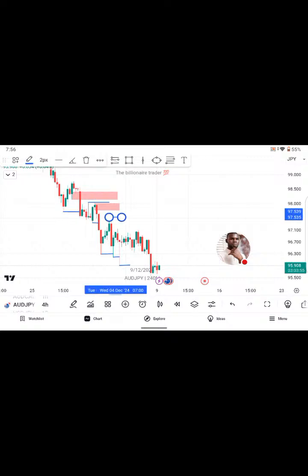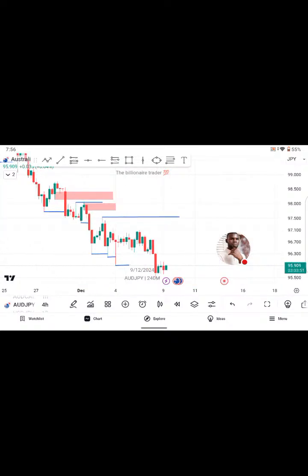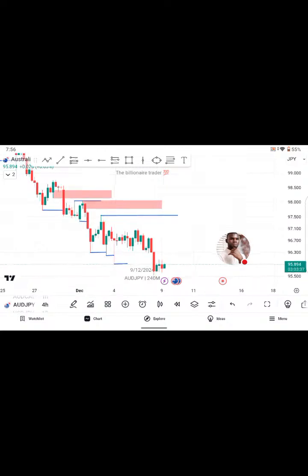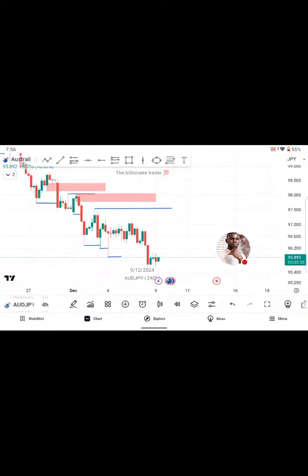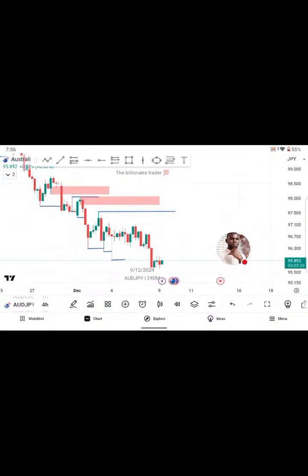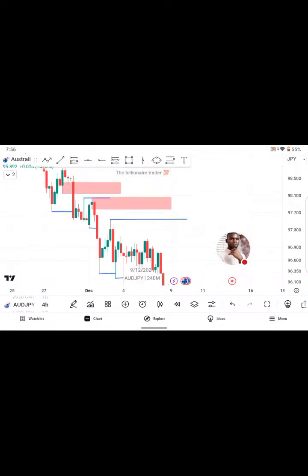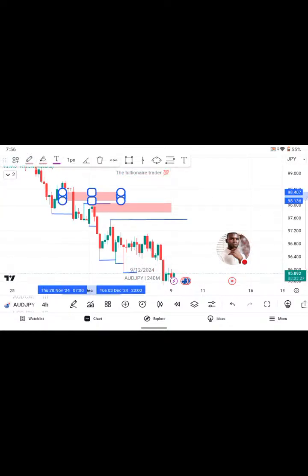I have this, and I have this zone here. So this is a break of structure, another break of structure. So above this high, there is an FVG, an unmitigated supply zone. So this is 4 hours. So I will be waiting, and above that one too, we have this POI too.